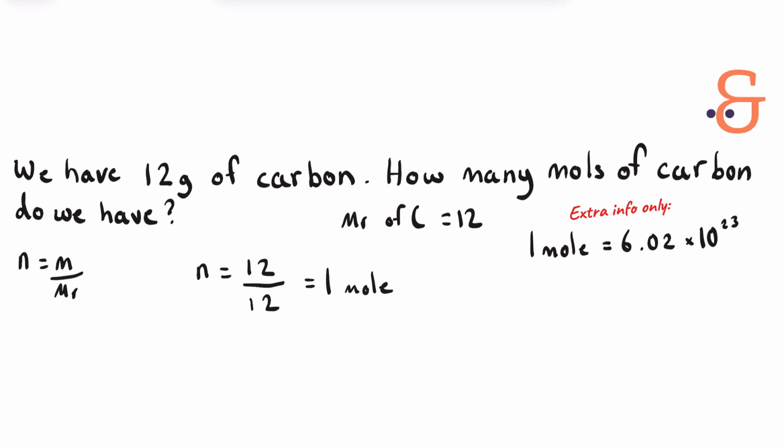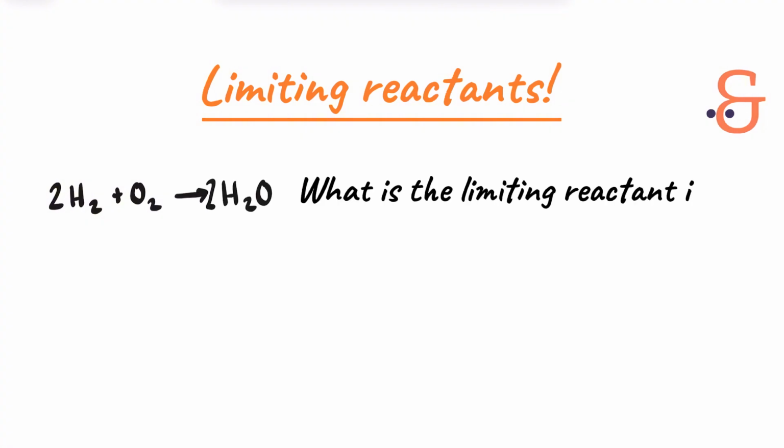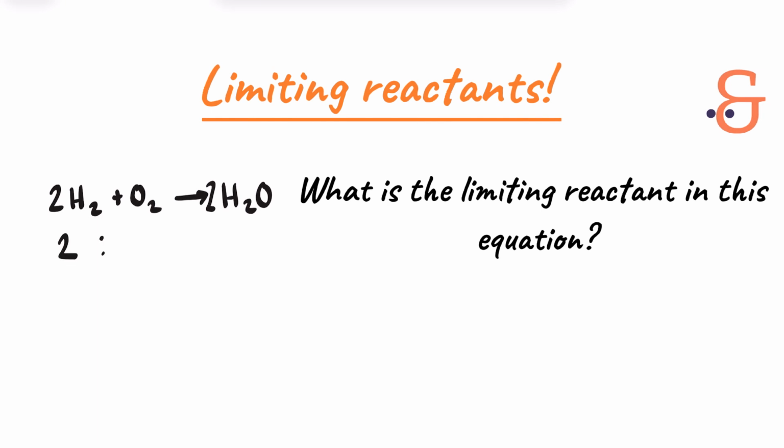So now, just to finish off, let's have a look at how else moles can pop up in exams. Okay, so now that we can find moles, moles can also be used to find the limiting reactants. Let's say we've got the balanced equation 2H2 + O2 = 2H2O. And let's say the question's asking, what's the limiting reactant in this equation? So we can clearly tell that we've got 2 moles of H2 compared to 1 mole of O2. And then looking at our product, we've got 2 moles of H2O.